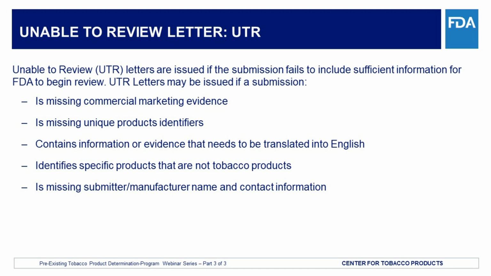The UTR letter will describe the specific issues in the submission. If the UTR letter is issued, the submitter may resubmit once it corrects the submission. The submission will be treated as a new submission, and a new acknowledgement letter and STN will be issued.